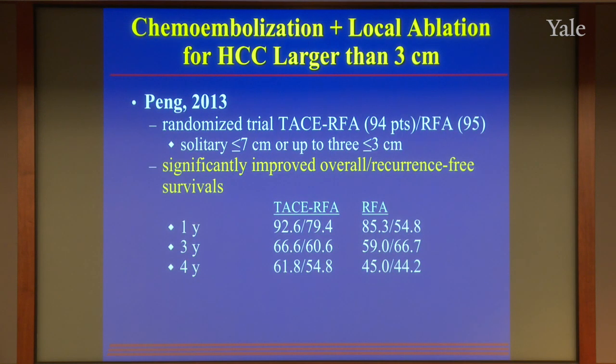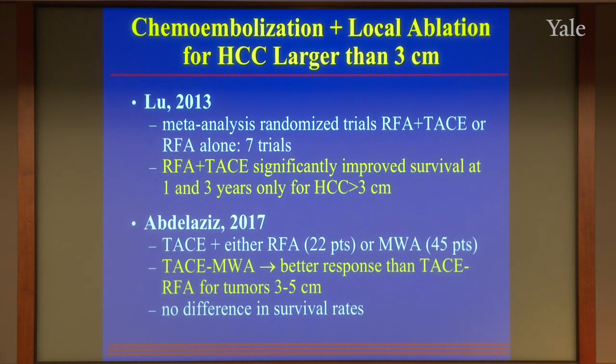This study from 2013, a randomized trial of combining TACE with RFA, compared to just RFA alone for solitary tumors up to 3 centimeters, showed significantly improved overall and recurrence-free survivals out to 4 years. What about chemoembolization and local ablation for tumors larger than 3 centimeters specifically? RFA and TACE significantly improved survival at 1 and 3 years only if it was an HCC greater than 3 centimeters in this study from 2013.